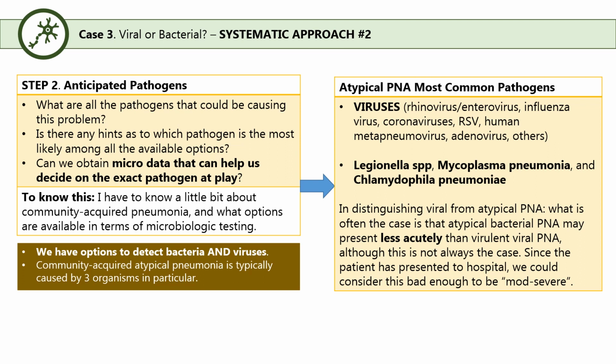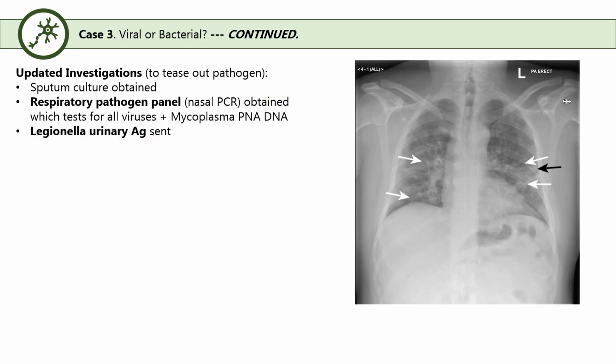Mycoplasma can be detected via the same viral MP-PCR test, but the others require more specific tests. This has narrowed down our list, but we should confirm our suspicions with micro-testing recommendations so we can select the appropriate treatment. We've asked for a sputum culture for what it's worth, as well as an NP swab for a respiratory pathogen panel looking for viral nucleic acids, as well as a urinary Legionella antigen.